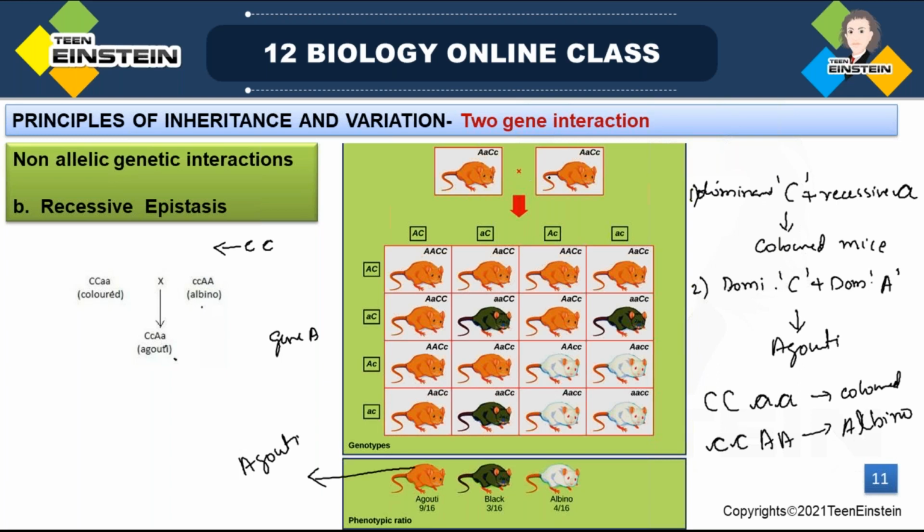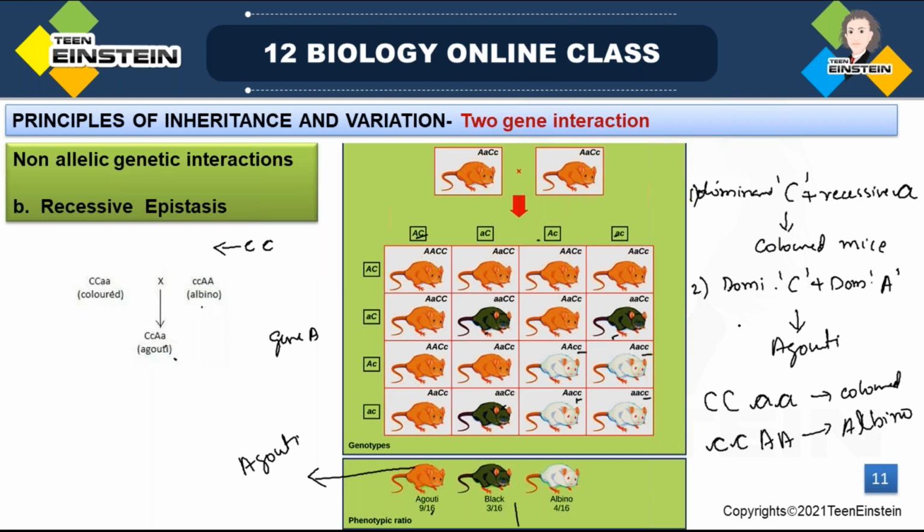When this heterozygous condition is again crossed, that forms 4 types of gametes. And while selfing, here we can see agouti. How many are there? 9 combinations will give agouti. Then black, how many are there? 3. Out of these, 3 are black color. And 4. Out of these, 4 are albino, because here the C gene is in recessive condition. Then it forms the albinos.